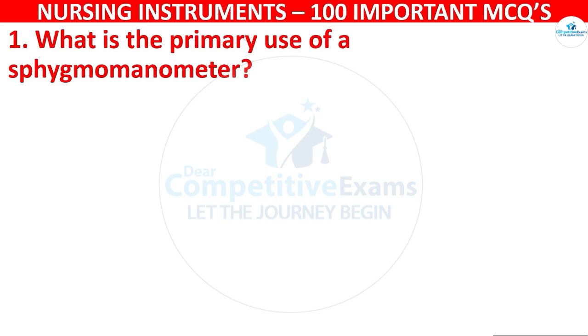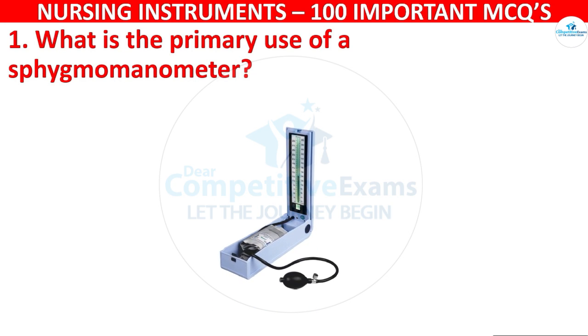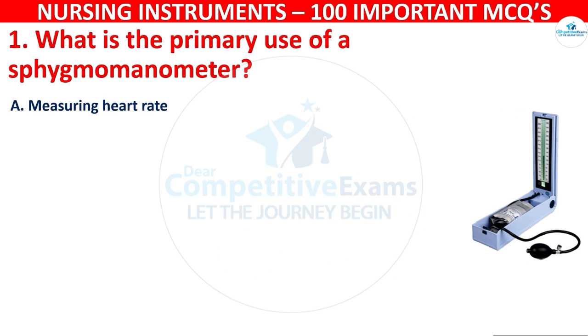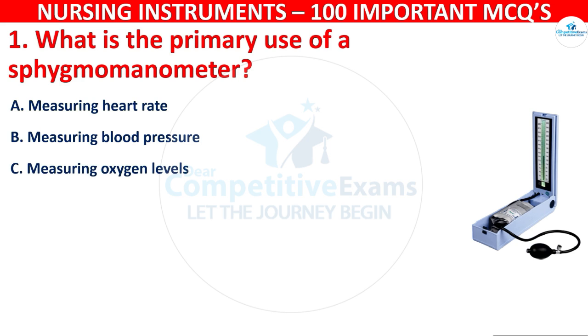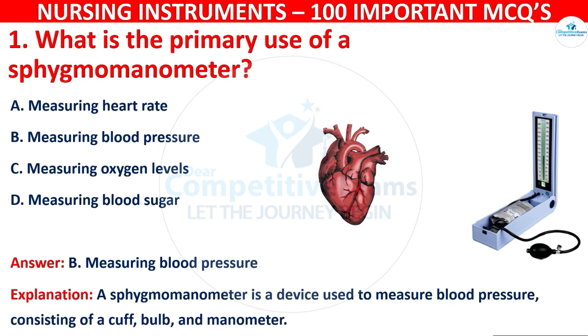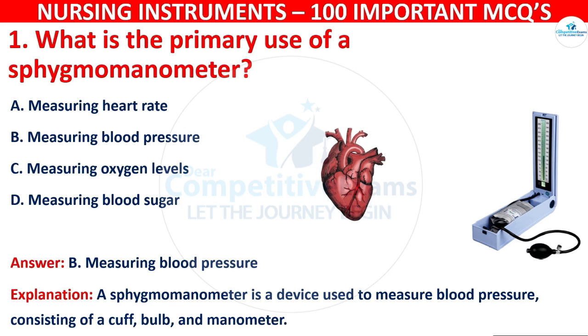What is the primary use of a sphygmomanometer? Your options are measuring heart rate, measuring blood pressure, measuring oxygen levels, or measuring blood sugar. The correct answer is B, that is measuring blood pressure. A sphygmomanometer is a device used to measure blood pressure, consisting of a cuff, bulb and manometer.